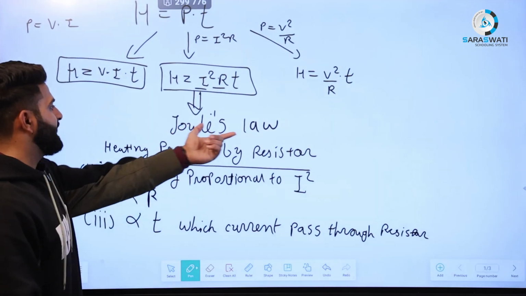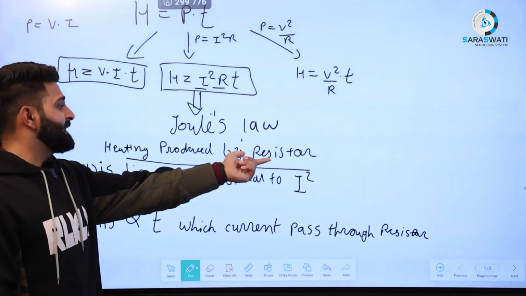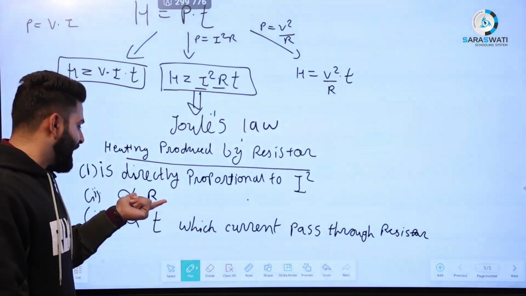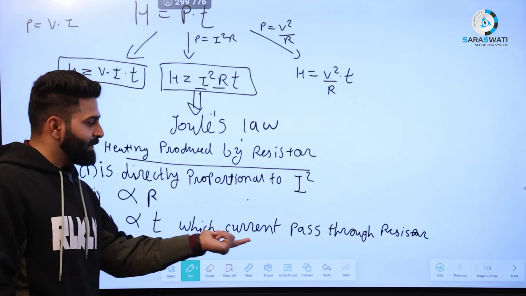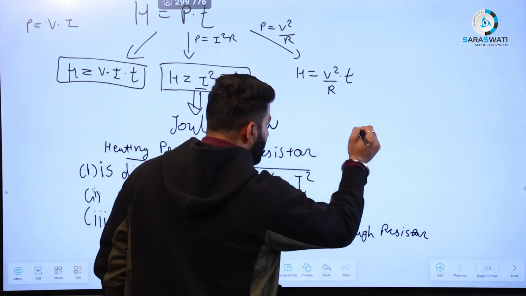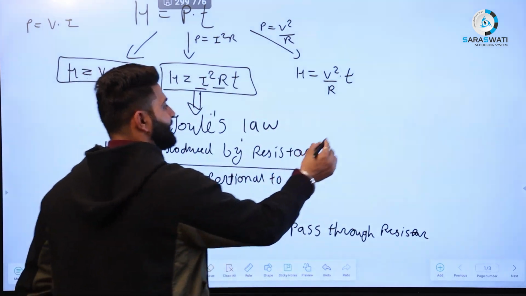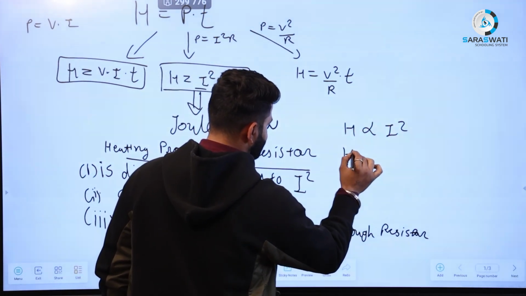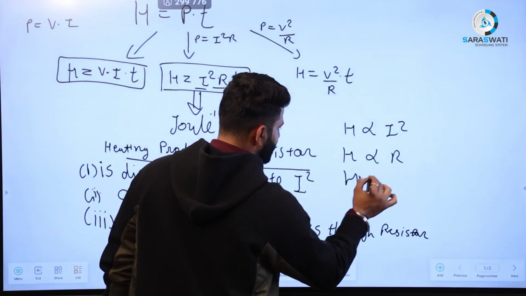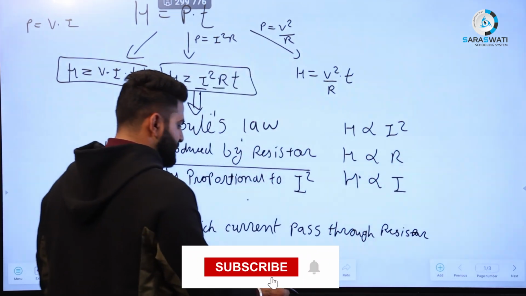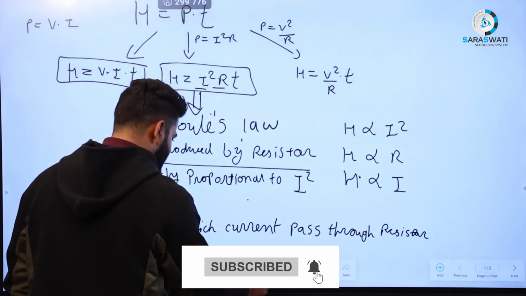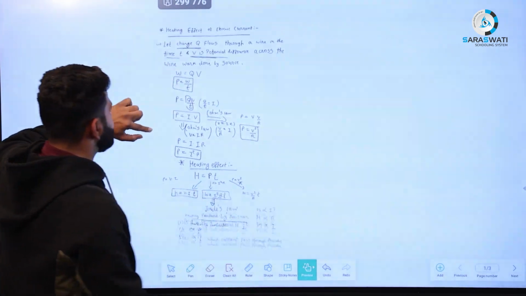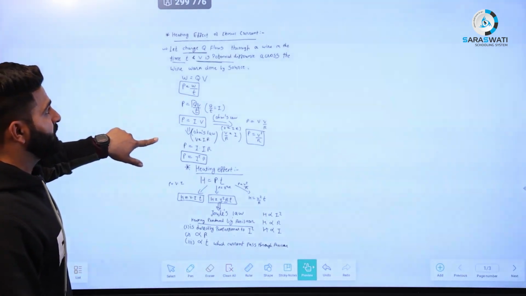So this is stated by Joule: the heating produced by the resistor is directly proportional to I square, directly proportional to R, and directly proportional to T, the time for which current passes through the circuit. You can also remember this statement as H is directly proportional to I square, H is directly proportional to R, and H is directly proportional to T. You have to write this in the heating effect of electric current.